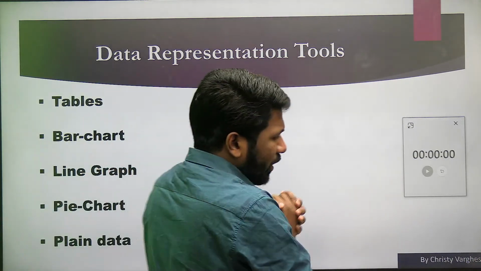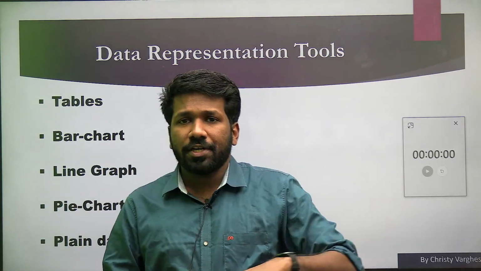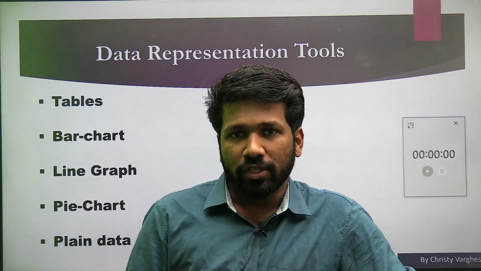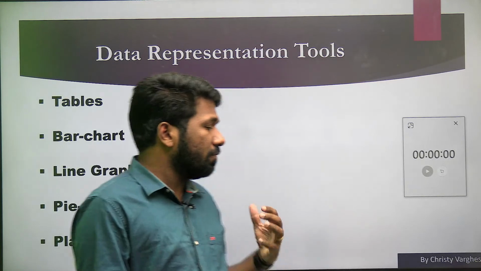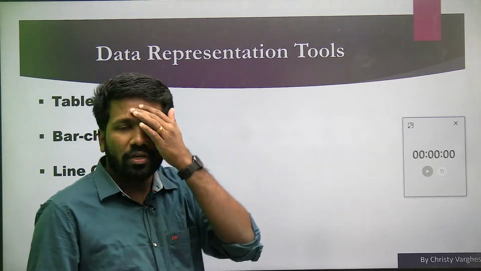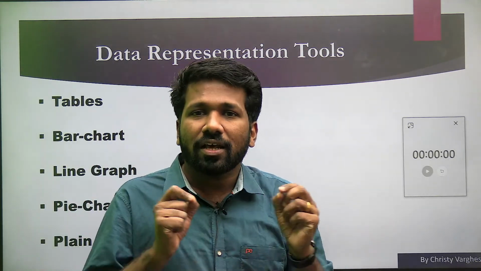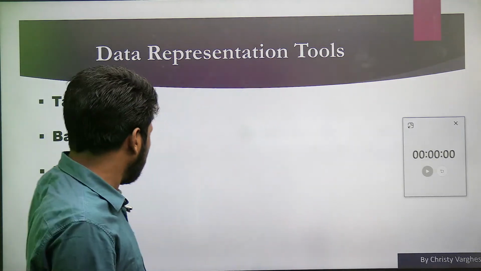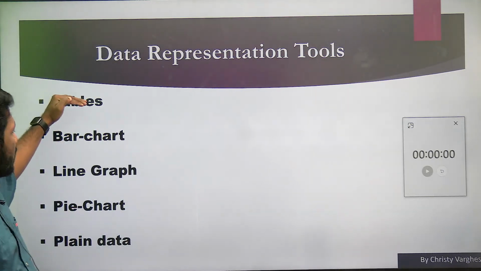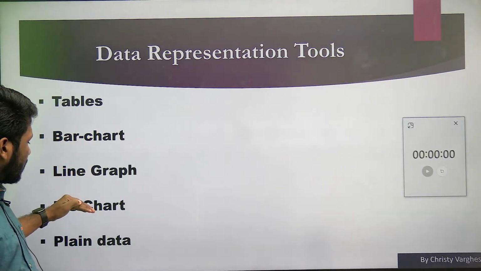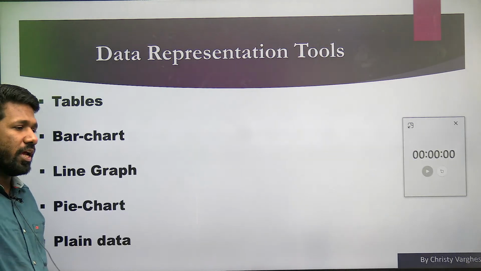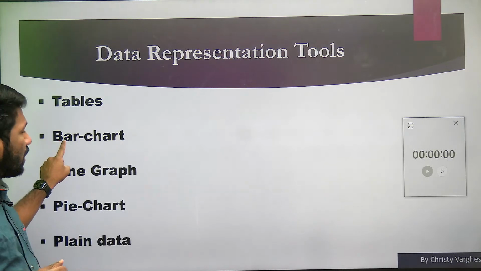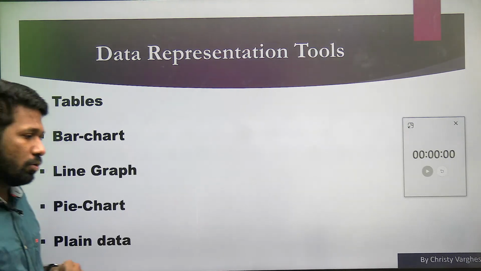Okay. So, data interpretation unit. What is data interpretation? You need to interpret given data. The data can be given in terms of data representation tools, tools to represent data. These are some of the major data representation tools: tables, bar chart, line graph, pie chart. And sometimes, without any data representation tool, plain data can also be given directly. Today we are discussing bar chart in particular.